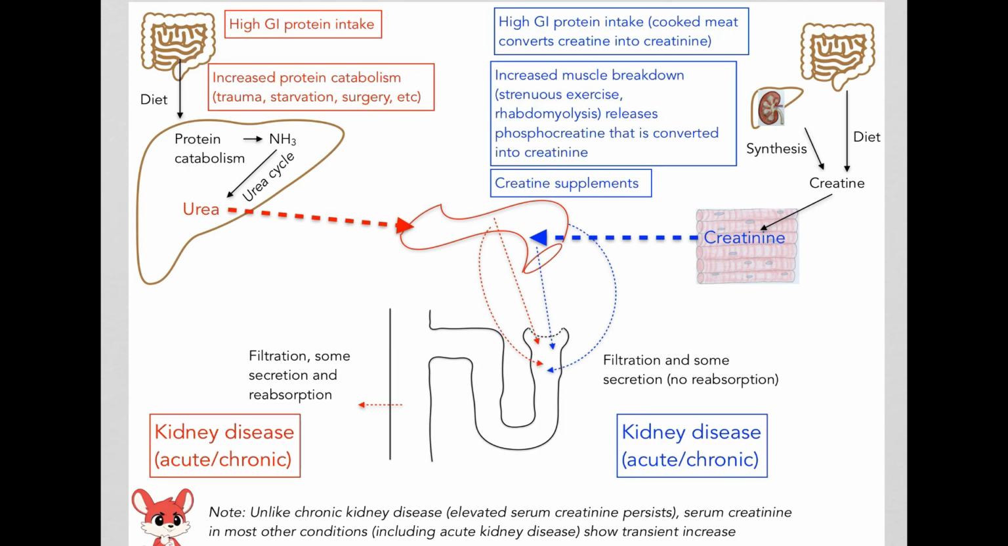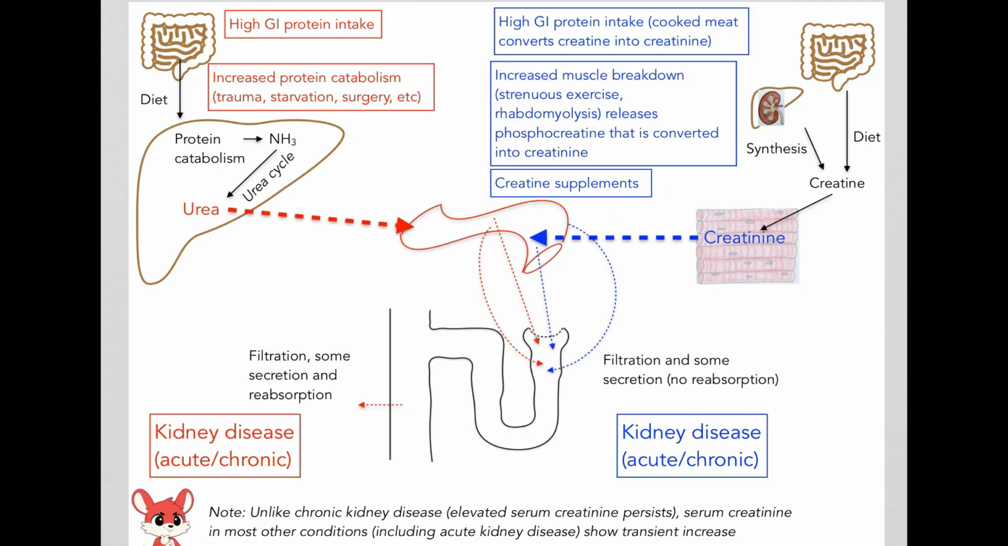Since most of the creatine and creatinine is in the muscles, anything that causes increased muscle breakdown, such as strenuous exercise or the breakage of muscle cells in rhabdomyolysis, can release creatine as well as phosphocreatine that can then be converted into creatinine, and this can eventually enter the bloodstream to increase the serum creatinine levels. And of course, nowadays supplements, people who take high amounts of creatine, that can increase blood creatinine levels.